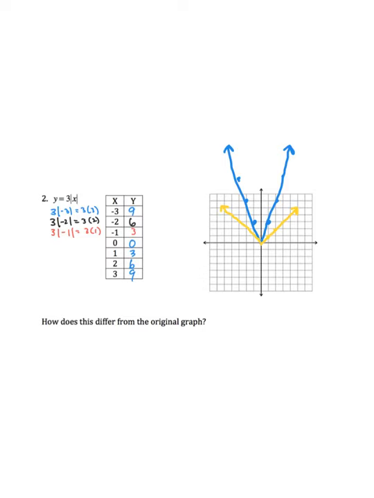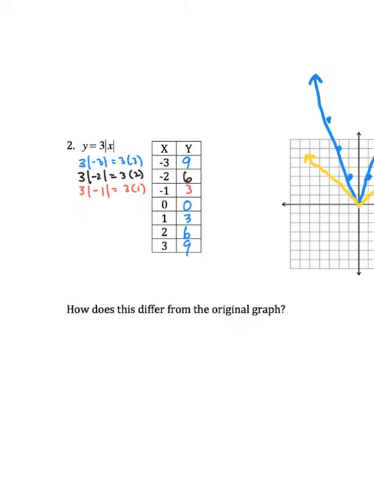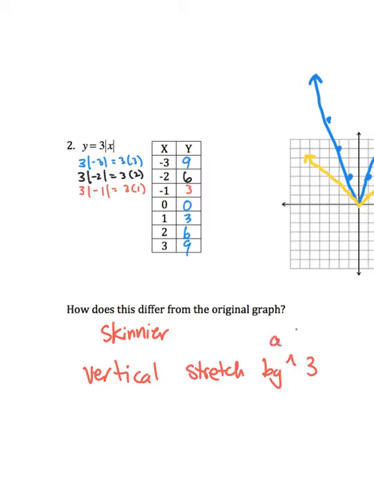So how does this graph differ from the original graph? Well, it's skinnier, which, as you can probably imagine, is not a technical term in mathematics. But what we say is this is a vertical stretch by a factor of 3.